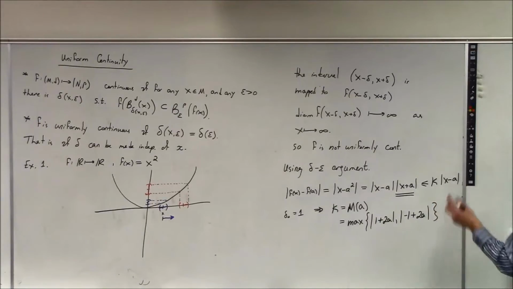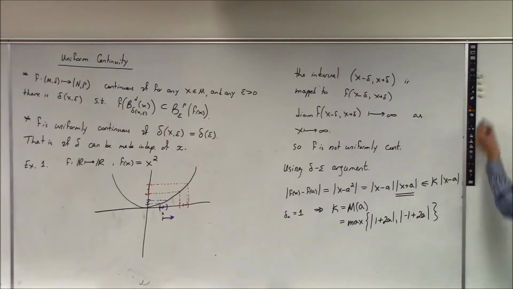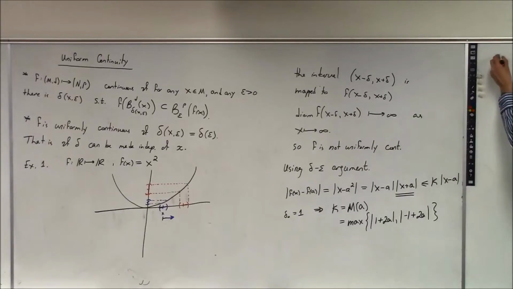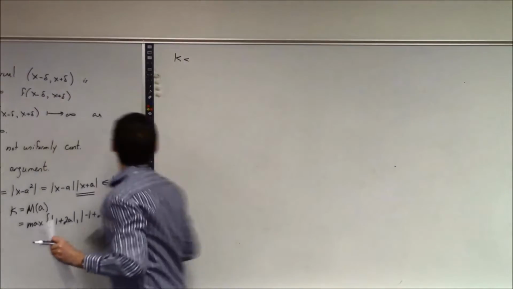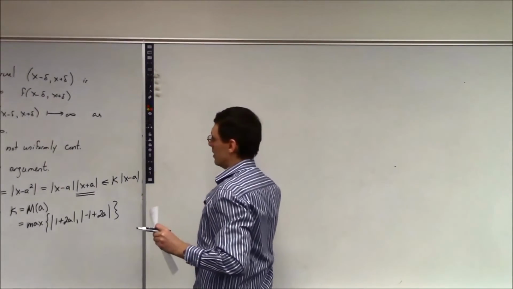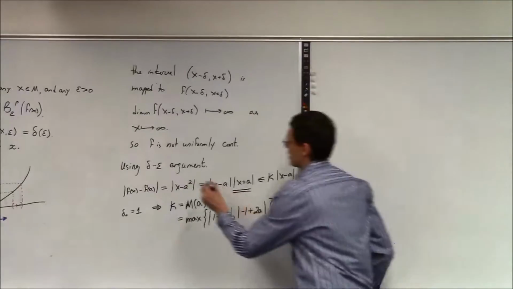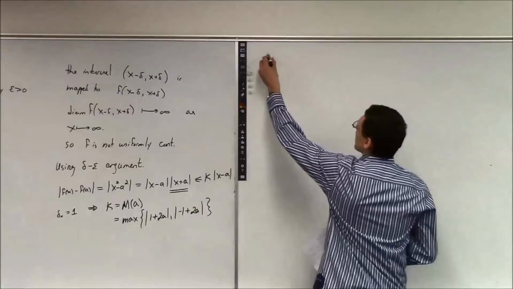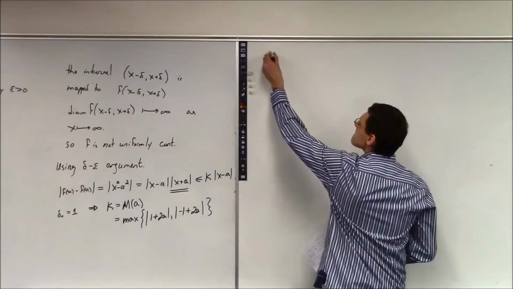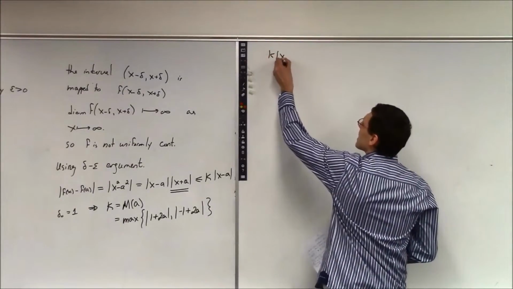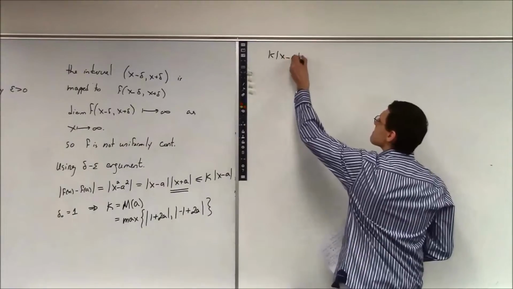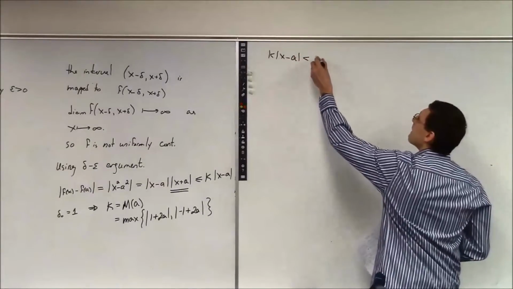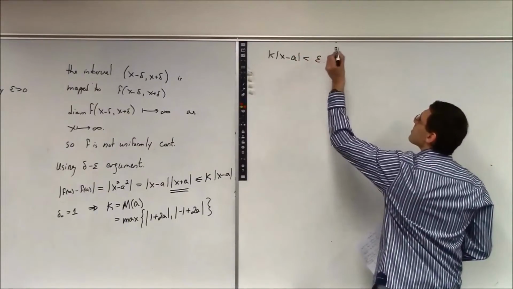See? And then I can make this k times a. It's supposed to be x squared minus a squared. Or just x? Yes, you're right. It's supposed to be, thank you, x squared minus a squared. And that makes k times x minus a smaller than epsilon.